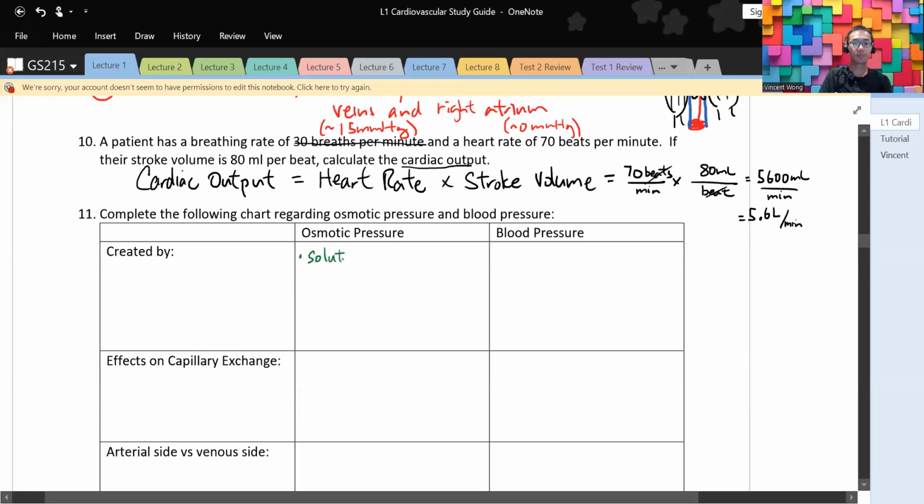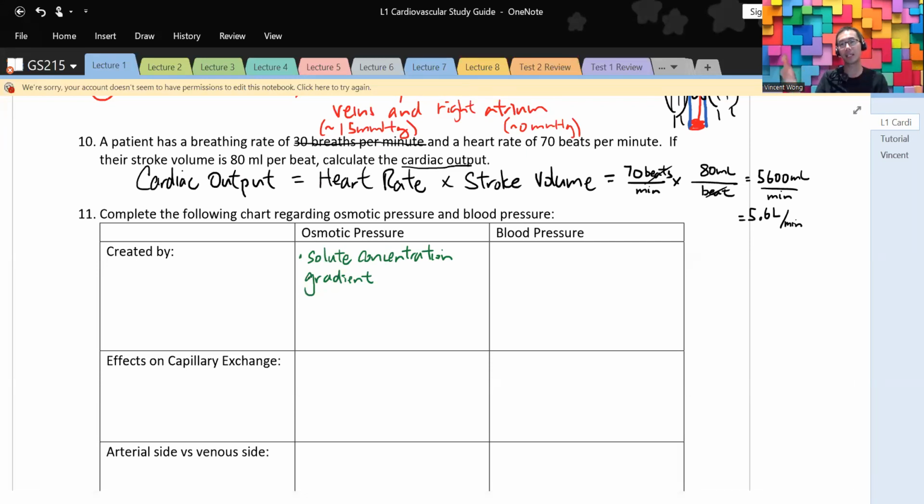solute concentration gradient. Gradient just means difference. Okay, if you're looking at 2 points, if one side has higher solute concentration than the other side, we say there is a gradient. Okay, you can use the word gradient for other things, like high pressure at one point, low pressure at the other. We have a pressure gradient. Okay? It just means difference.